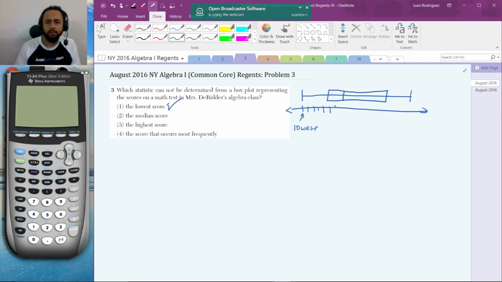And this is where the median is located, and this is where the highest score is located. In this graph, we don't show our outliers. This is where Q1 is located, and this is where Q3 is located. Let me put Q1 in capital since we always see it as a capital letter.